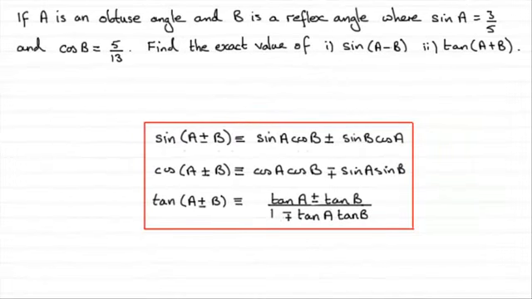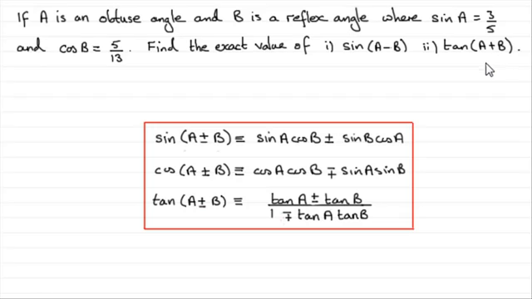Hi. Now I've got here a typical example that you'll get in many textbooks and possibly on exam papers based around the compound angle formulae. What we've got is: if A is an obtuse angle and B is a reflex angle, where sin A equals 3/5 and the cosine of B equals 5/13, find the exact value of sin of A minus B and then the tan of A plus B.